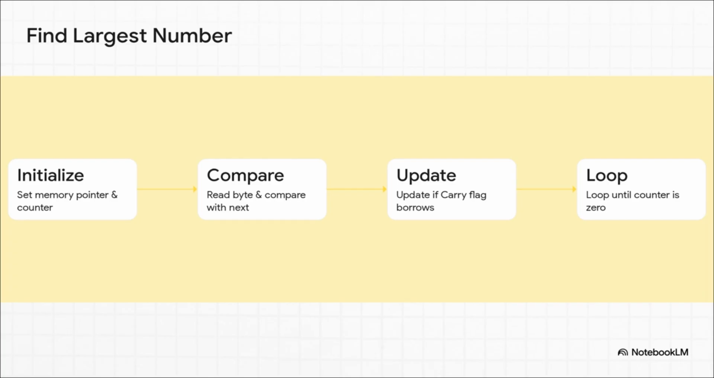So you update it, loop back using a jump if not 0 instruction, and just keep going until your counter hits 0. You can even use this exact same looping logic for a block transfer, moving whole chunks of data from one memory location to another just by updating your pointers.